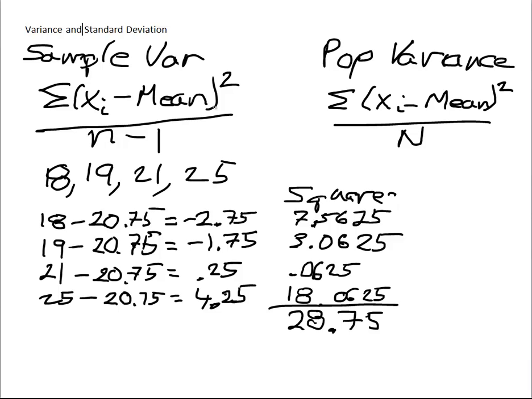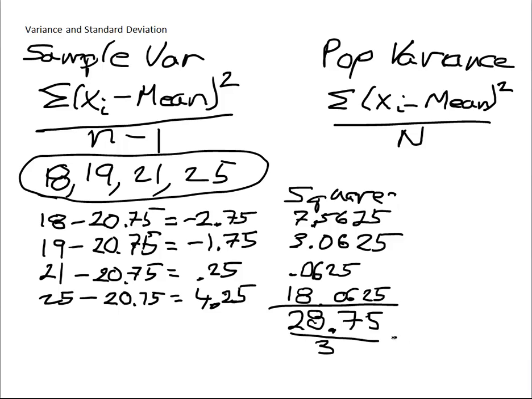Well, now I need to divide by n minus 1. N minus 1, well, I have 4 ages right here. So there's my 4 ages. And I need to divide by 4 minus 1, which is 3, which I calculate to be 9.58333. That's my variance, and that's specifically my sample variance. So there's my sample variance.